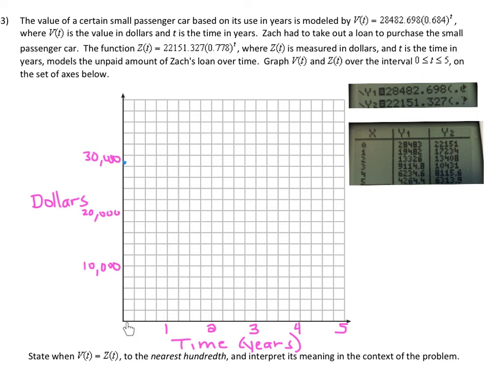Now I need to graph 1, 19,482. So if I go over to 1, I'm going to go up. I'm just going to estimate, probably right about there. That's where 19,482 would be. Okay, so I'd like you to plot all the rest of the points for v of t. And then when you're done, I'd like you to graph these x values with these y2 values, and that will be z of t.